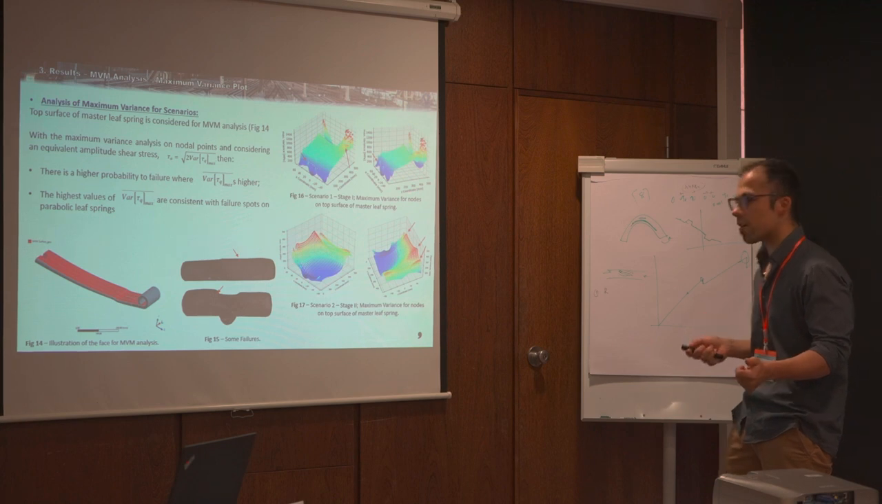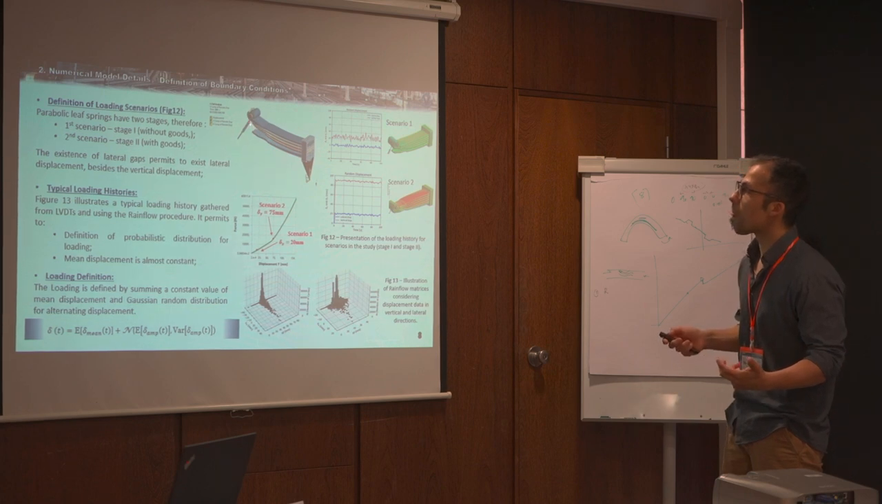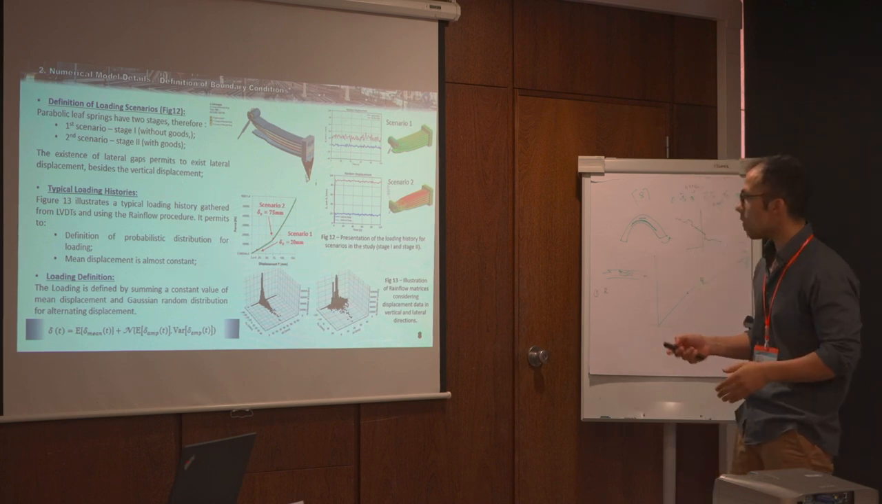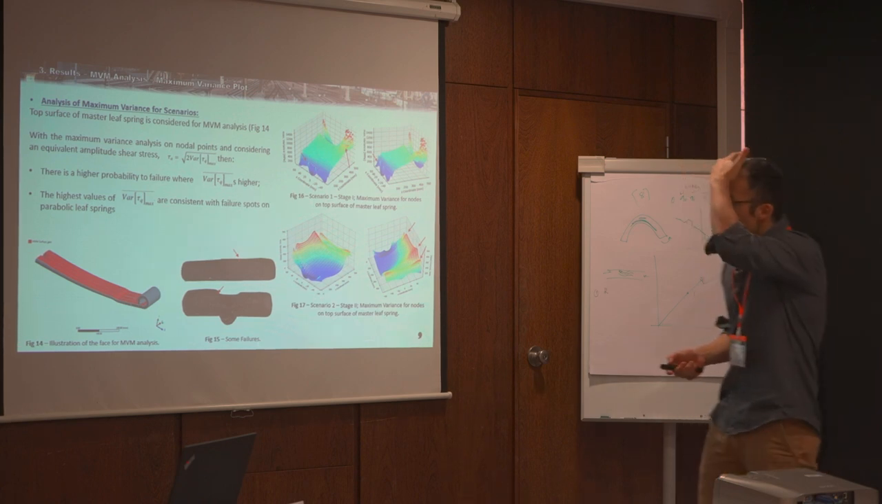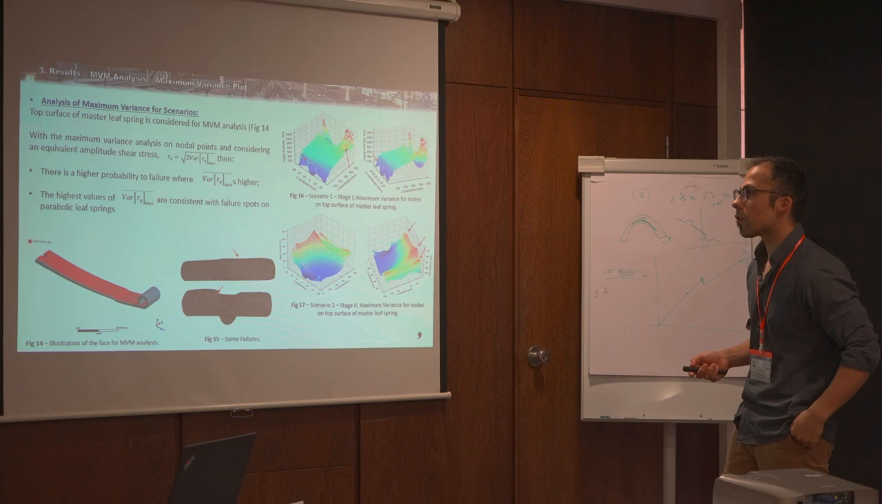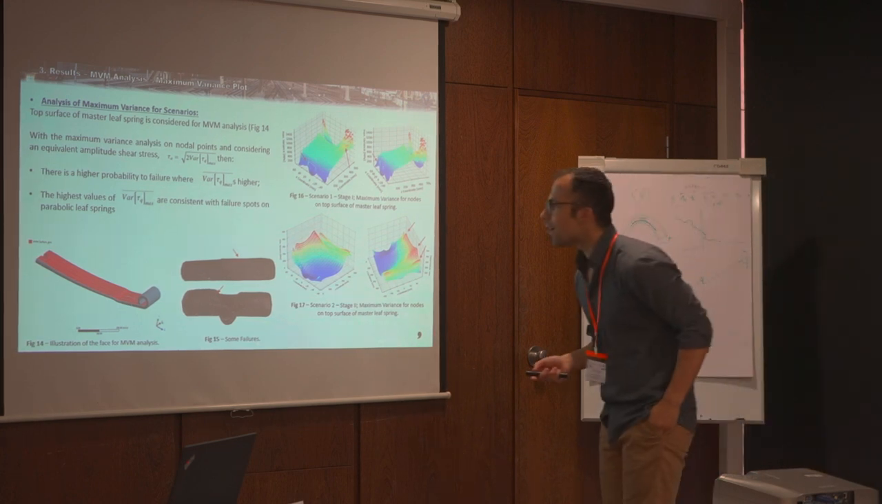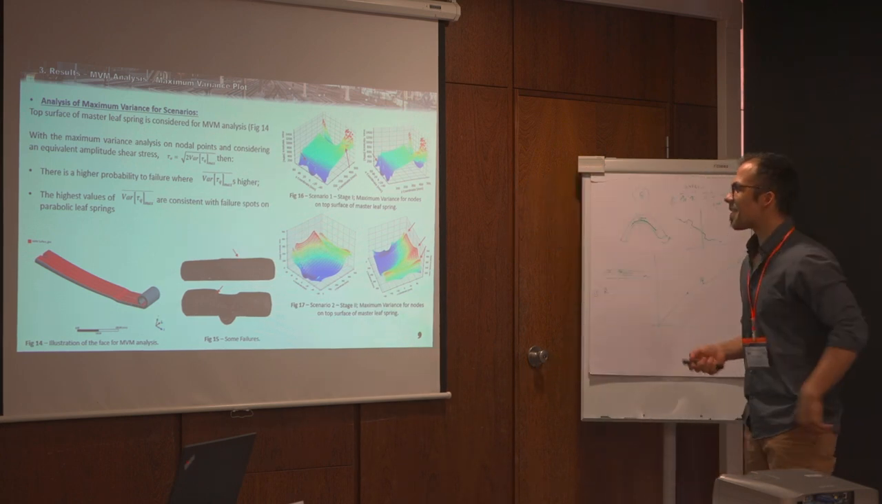These points are higher because in our model we fixed the lateral movement at the end. It is mandatory because of the simulation. Also, the highest values of the variance of resolved shear stress are consistent with failure spots of parabolic springs. You can see here the spots. If the quality was better, we could see the cracks' fronts.